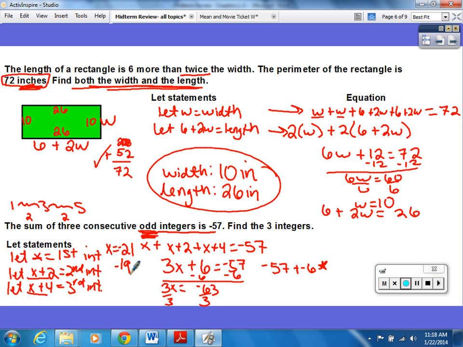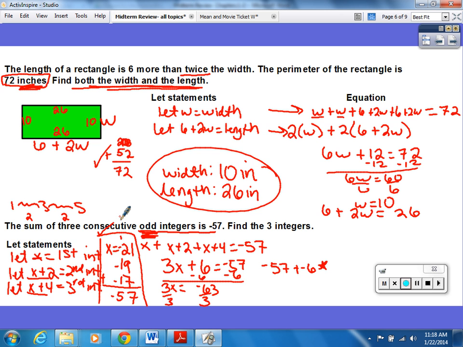Right? If x is negative 21, x plus 2 is going to be negative 19. X plus 4 is going to be negative 17. And remember, the check here, easy, easy. We're going to just take these three numbers, add them up. I know that adds up to negative 57. There's my answer and my check all in one.